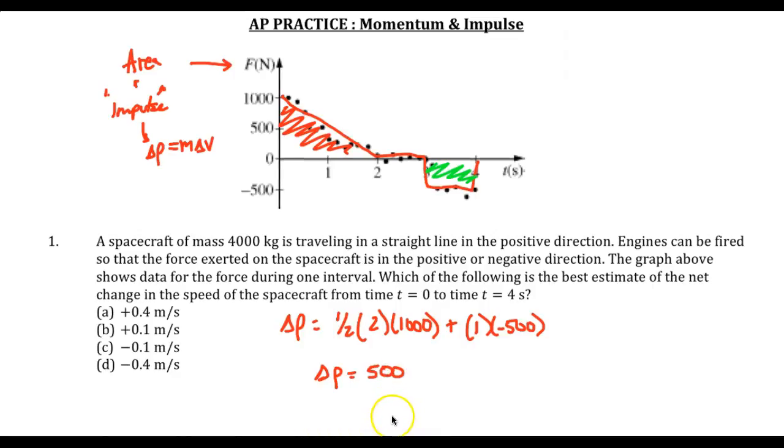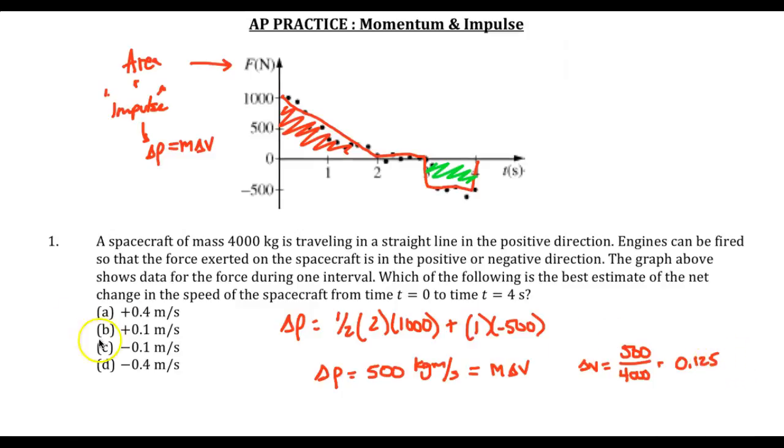And what I'm going to do then is take the impulse, so this is again the change in momentum, in kilogram meters per second. I'm going to set this equal to mass times change in velocity. We know the mass is 4,000, so I simply divide by 4,000, and that gives me 0.125.